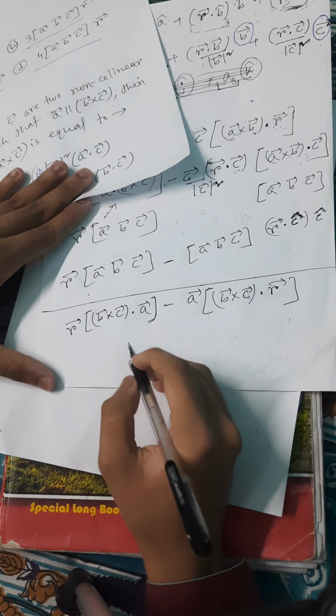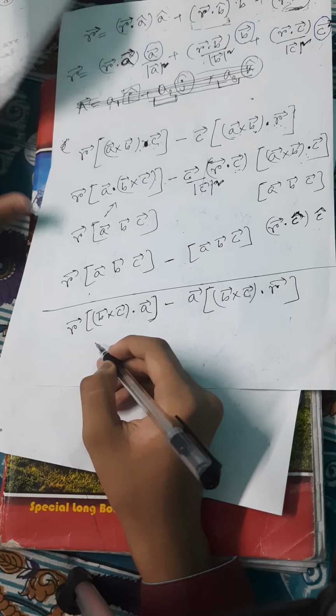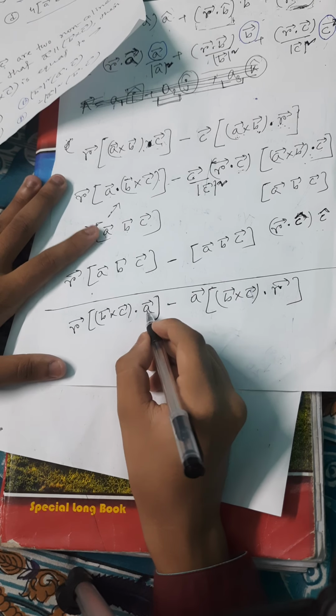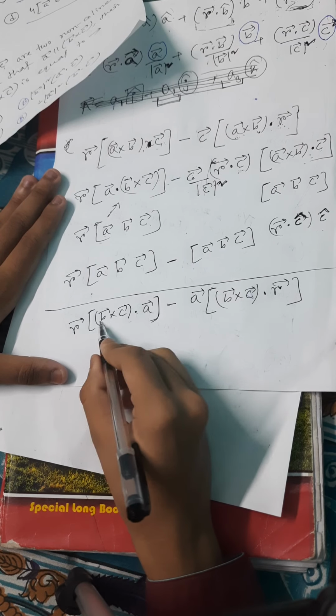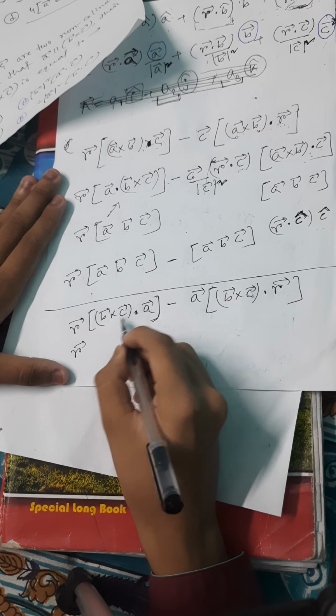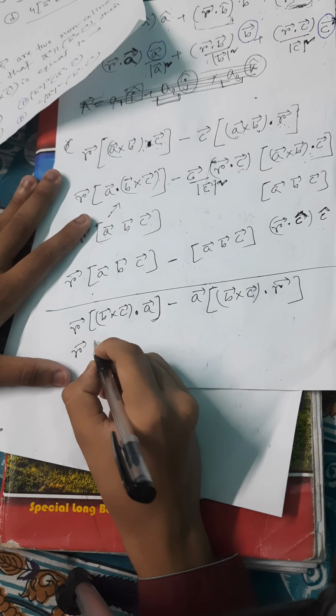So now the second part is that, and what is that? You take, so this is, see, A dot B cross C, you can change the order of dot product, right? That is the same.